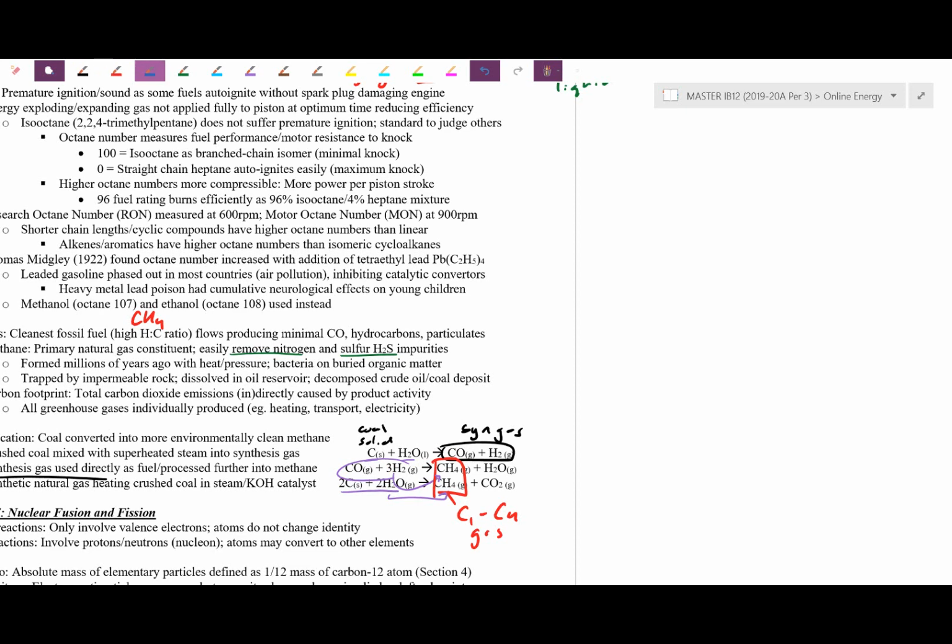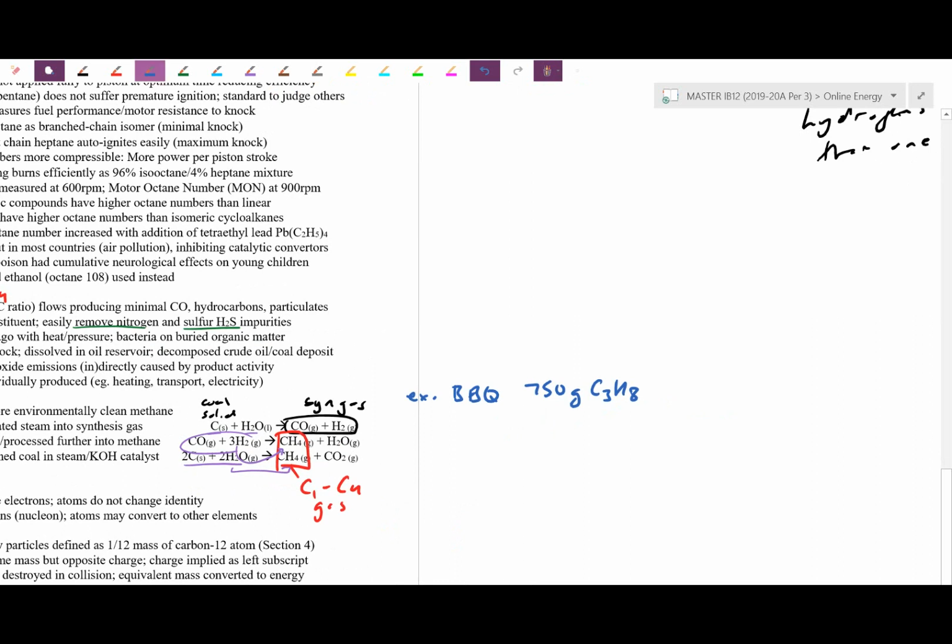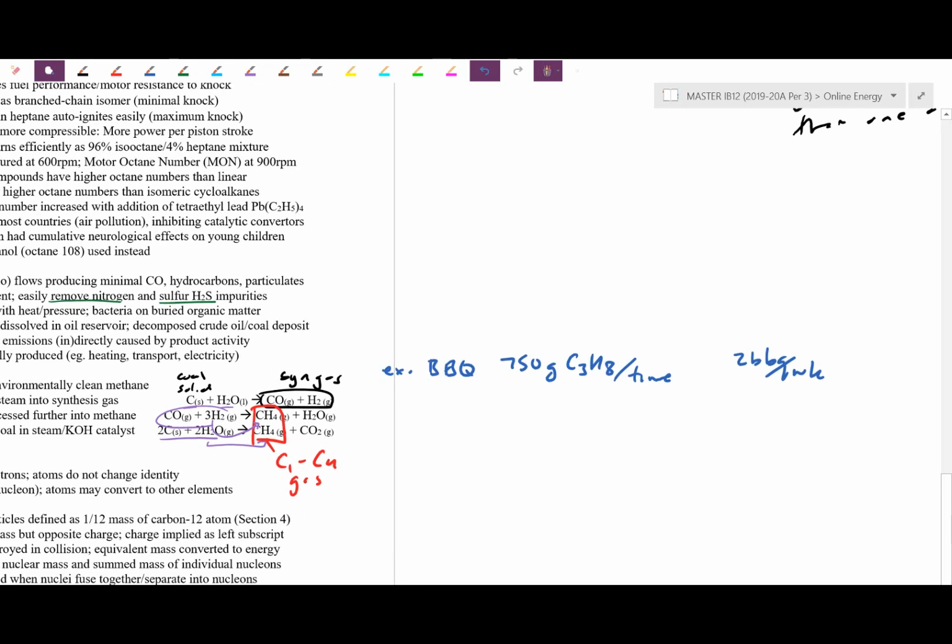So let's just practice here. Let's say during a barbecue, we happen to use 750 grams of propane, C3H8. Let's say we use about that amount every time we do a barbecue, and let's say I do 2 barbecues a week. So maybe it's summertime, maybe everything is nice.